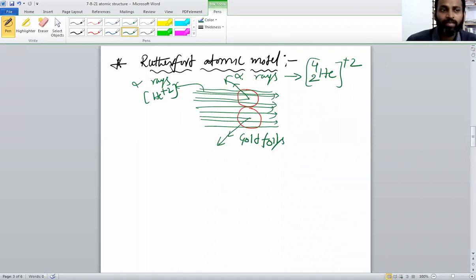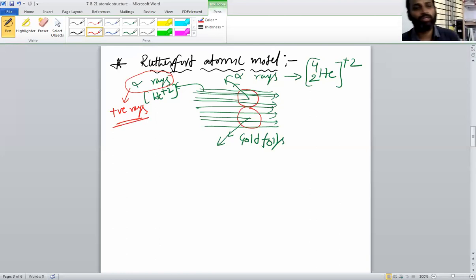Alpha rays are called dipositive helium ions. So alpha rays are positive ions. Are alpha rays positive ions or negative ions? You must know this. So we send alpha rays, and alpha rays are positive rays. Remember this. Alpha rays are positive rays.